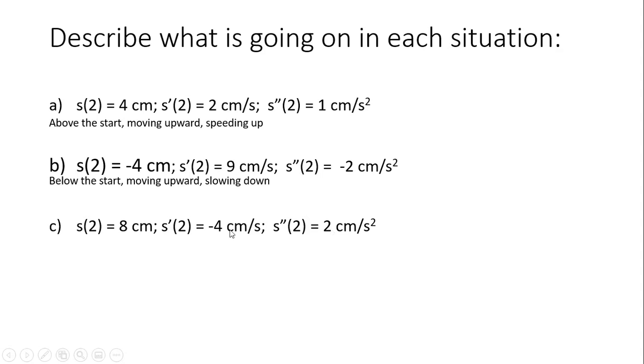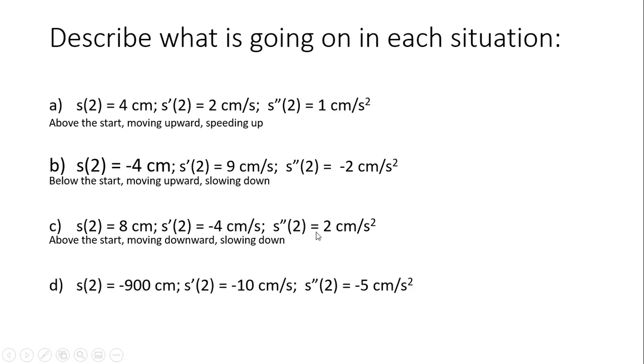That's how you need to look at this. So this is actually slowing down as well. So I'm above the start, I'm moving downward, but I'm slowing down. Again, notice that these two things are opposite signs, and that's the key to understanding when you're speeding up or slowing down. Opposite signs means they're almost working against each other. The same sign means they're working together, which makes that you're speeding up.